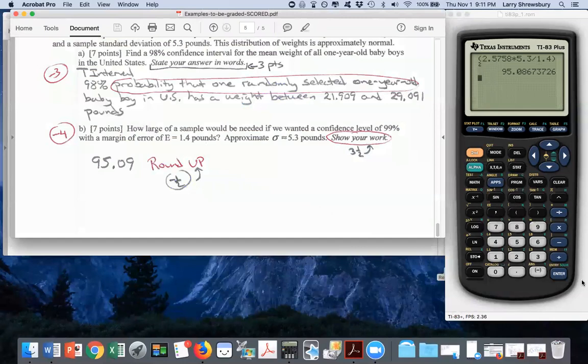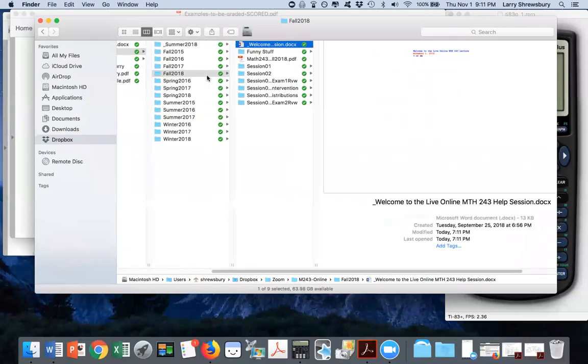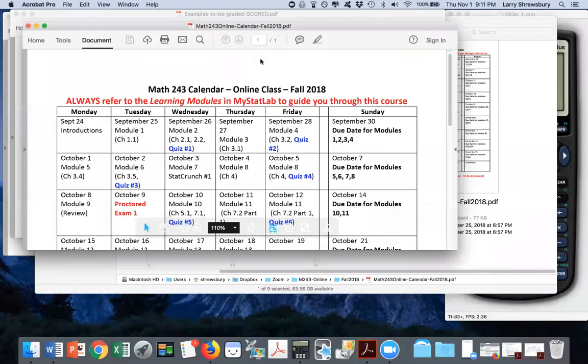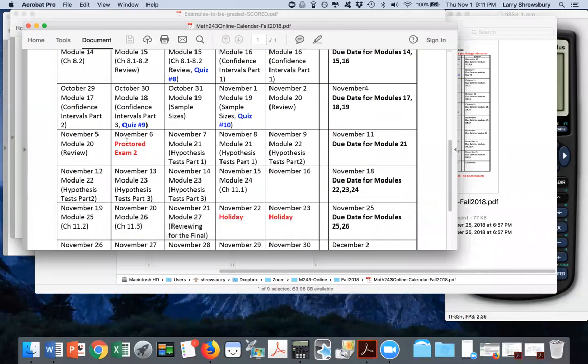So, let me see, I put the calendar away. Let me get that back up here. Let's see if I've got that handy. Here we go. So we've got the test on Tuesday, so we're not going to have another session before the test.